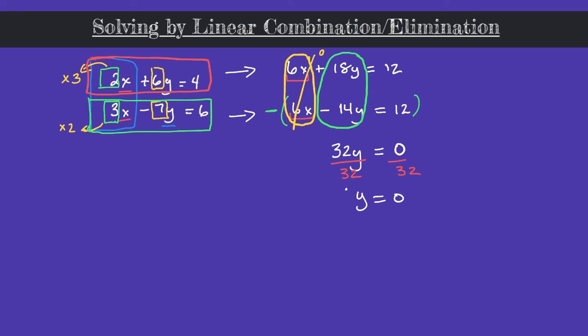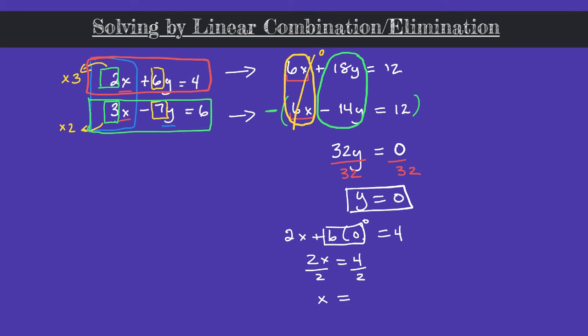Now we're going to substitute this value into any of our two original equations. I'm going to choose the top equation, or the first one, which was 2x plus 6 times y, which is 0, is equal to 4. Now let's go ahead and solve for our x. 2x is equal to 4 because 6 times 0 is simply 0. And we're going to divide both sides by 2, and x is equal to 2.